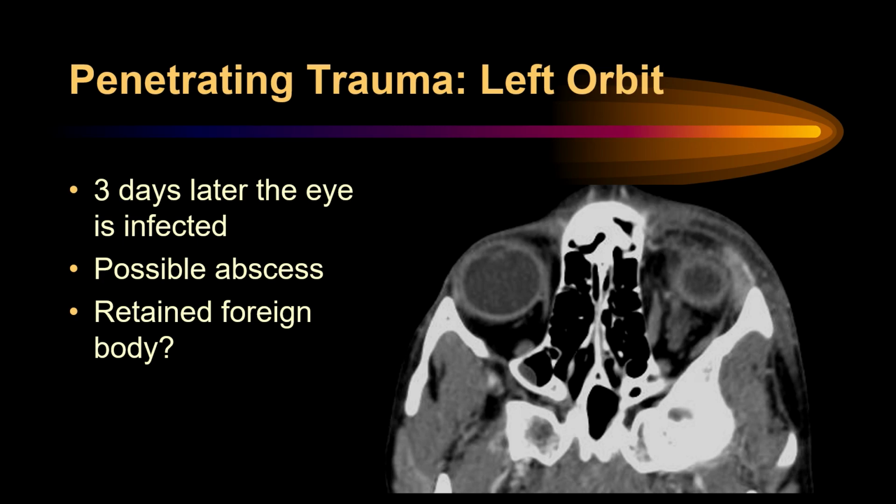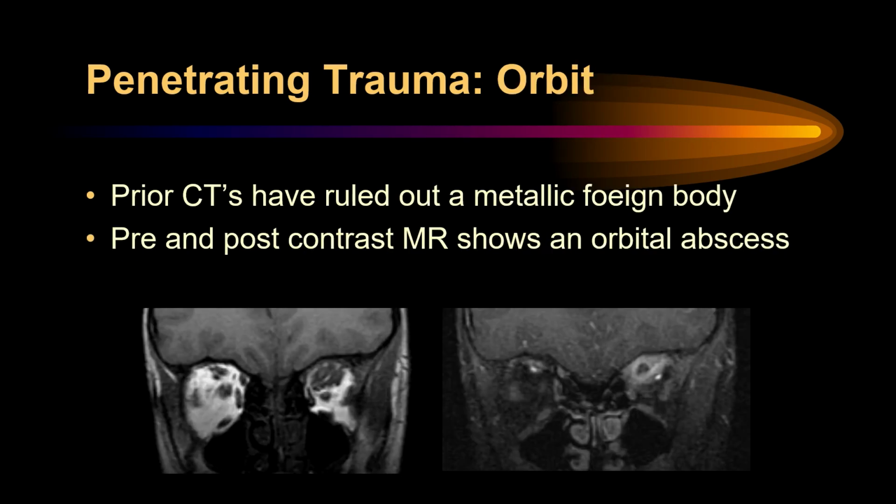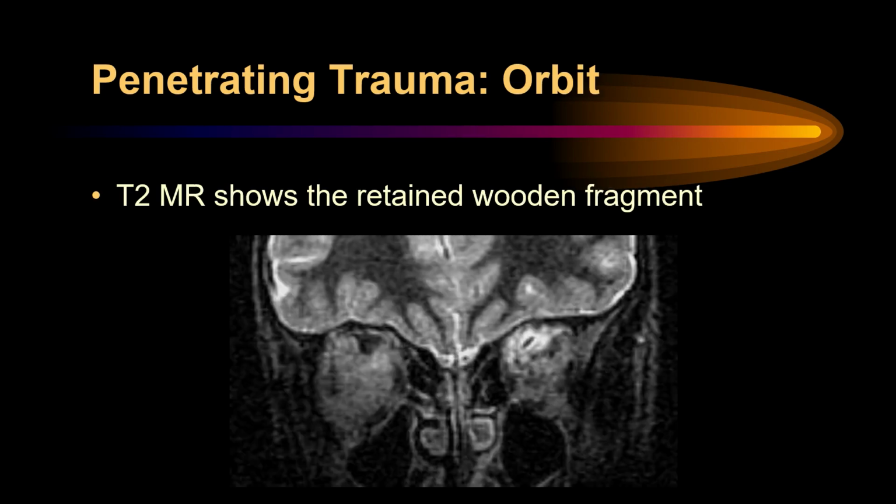We go, okay, well, we know there's not metal in the orbit, so we feel good about doing an MR. Here's the MR. You see on the contrast-enhanced MR, I'm showing you here on the right, you can see that abscess that is developing. But it turned out that the sequence that helped us the most was the T2. There's the sliver of wood. I've got to tell you, I've gone back and forth on this case. Impossible to see on the CT. But we picked it out on the MR. They were able to remove the sliver of wood, get control of the infection, and actually save the eye for this patient.